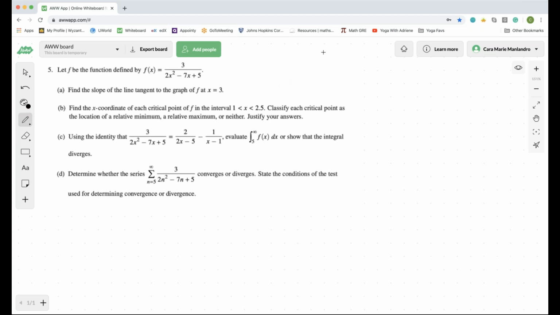Okay, so let f be the function defined by this thing. We want to find the slope of the tangent to the graph. So that's kind of an AB-like question. We have to go ahead and find f prime of x.